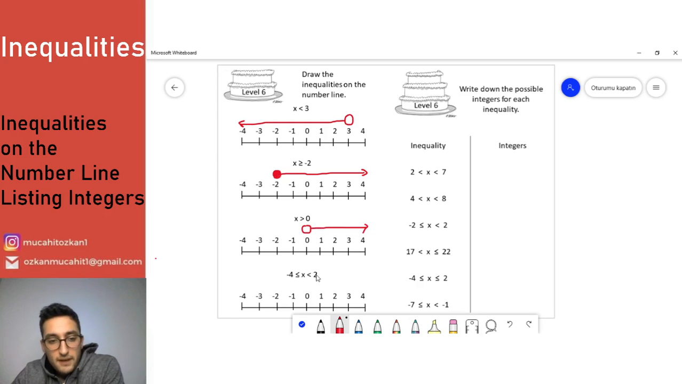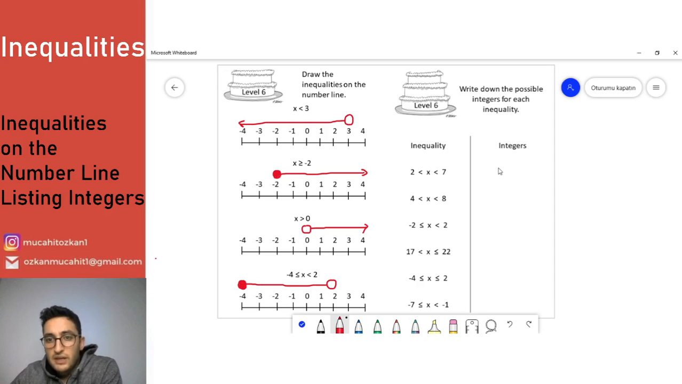In the last one, x is between two values, where x is greater than or equal to -4 and less than 2. So on top of -4, I'm going to draw a circle and I will shade it as x can be -4. But on the other side, x is less than 2. So I'm going to draw a circle on top of 2 without shading it, and I will just join these two circles. And it shows the possible x values on the number line.